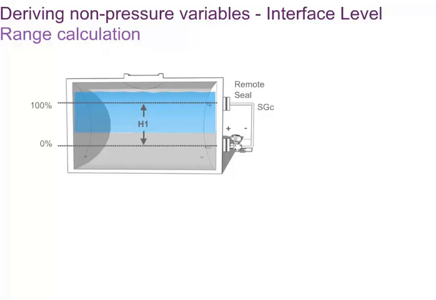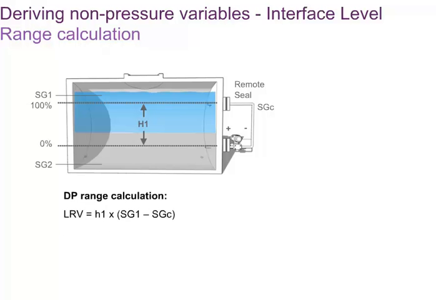In this case, the interface position is to be measured. Therefore, for the range calculation, you must know the specific gravity of both of the liquids in the tank. The dP range calculation is the following.